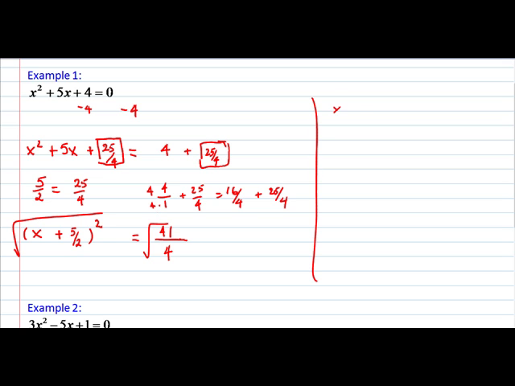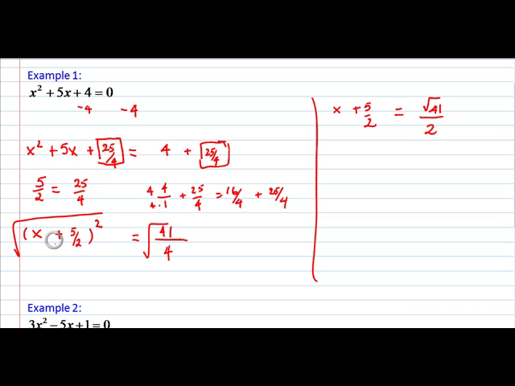Now to solve for x, I'm using the square root on both sides. So I have x plus 5/2 equal to the square root of 41 over 2. The square root of 4 is 2. The square root of 41, leave it like that because we can't really simplify it without using the calculator.